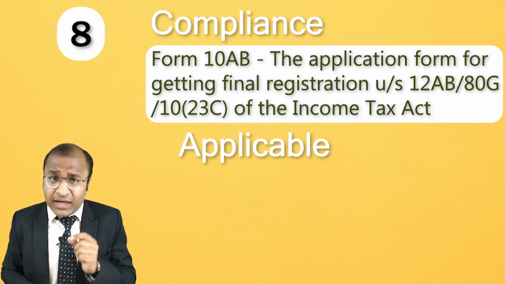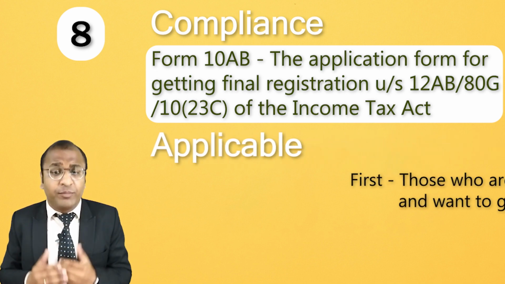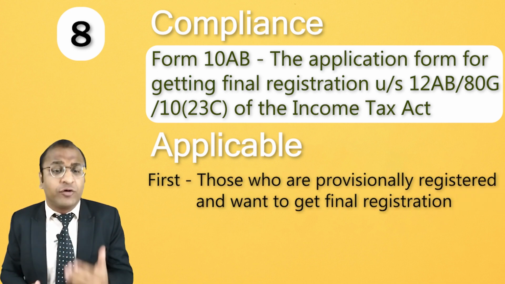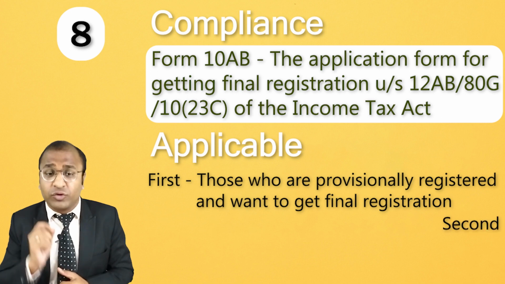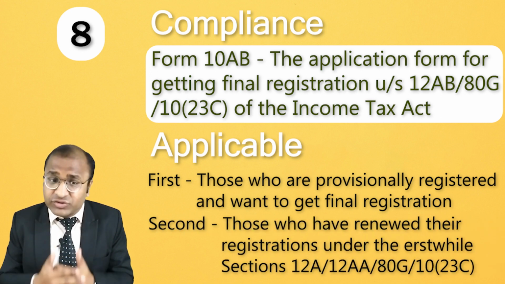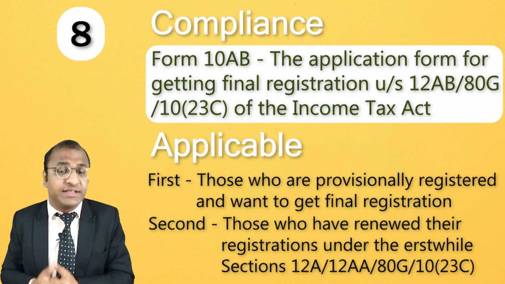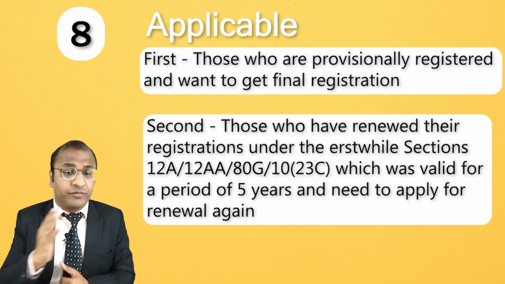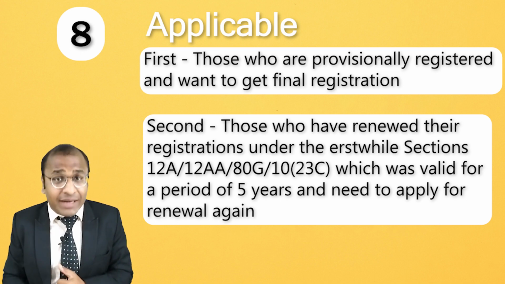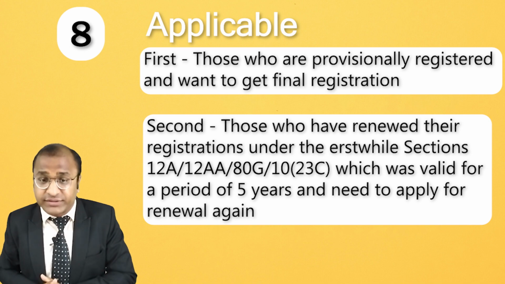This is applicable again for two types of organizations. First, those who are provisionally registered and want to get the final registration, and second, for those who have renewed their registration under the erstwhile sections 12A, 12AA, 80G or 10(23C), which was valid for a period of 5 years and need to apply for renewal again as per the new provisions.